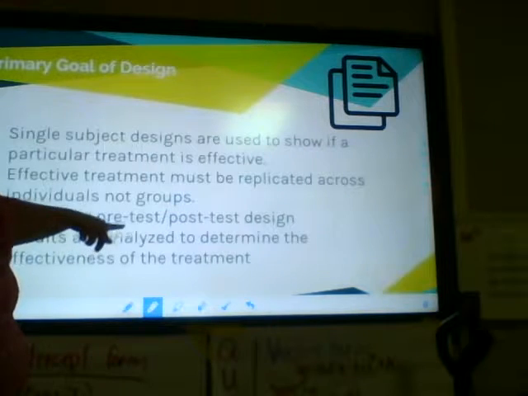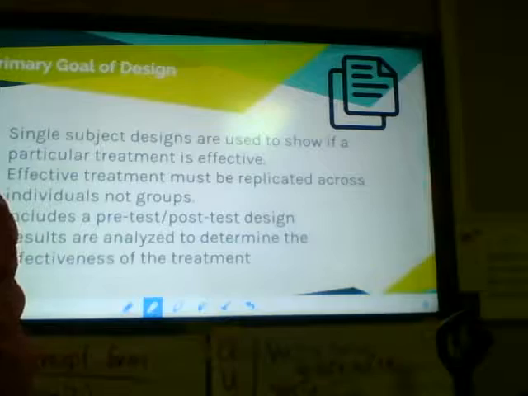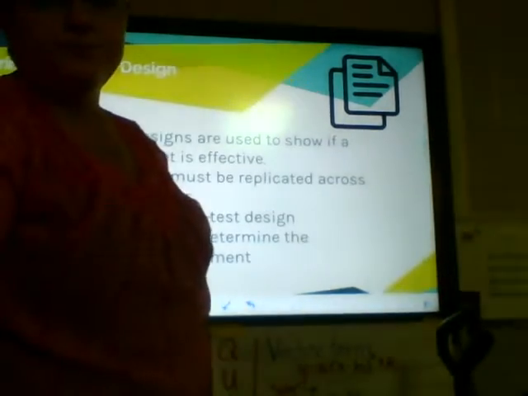Includes a pre-test and post-test design. You'll see that in the next slide. And results are analyzed to determine the effectiveness of the treatment.